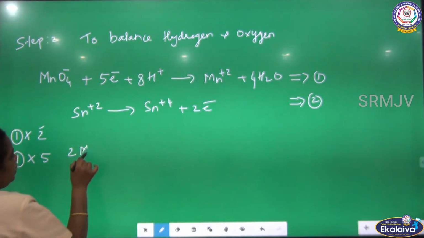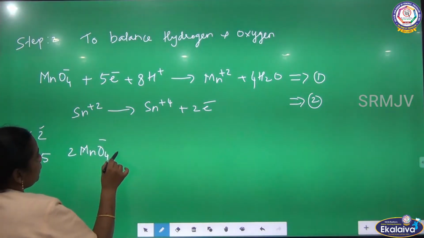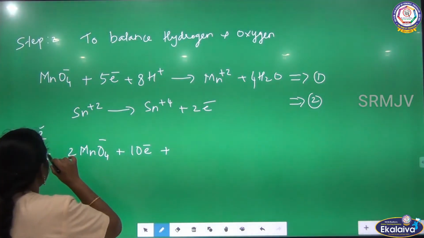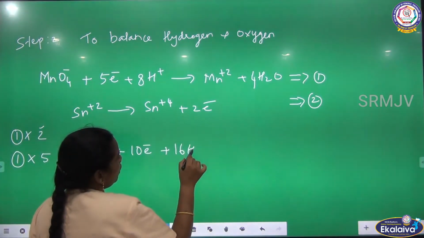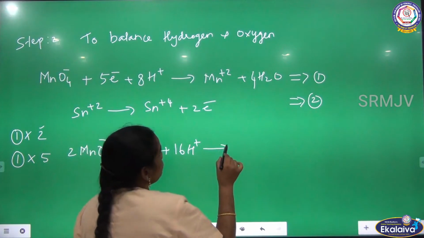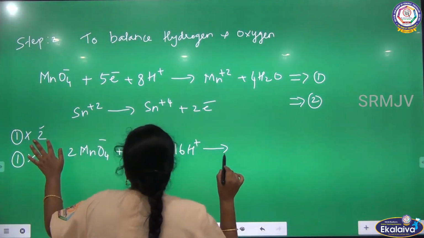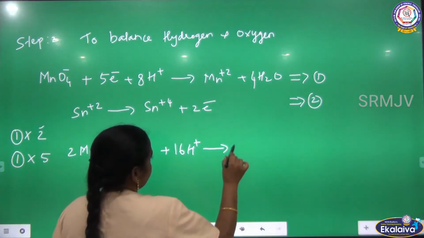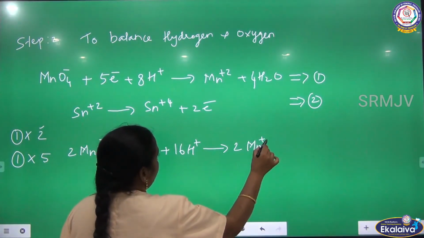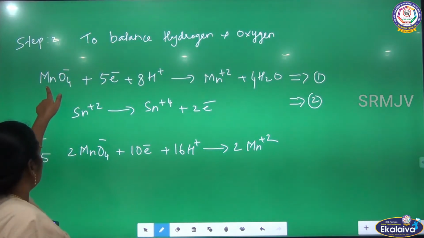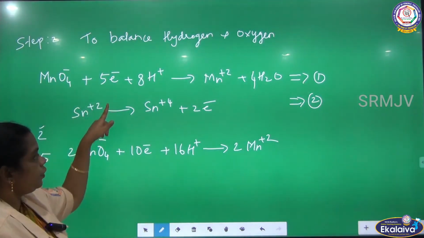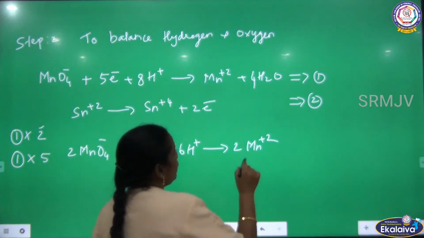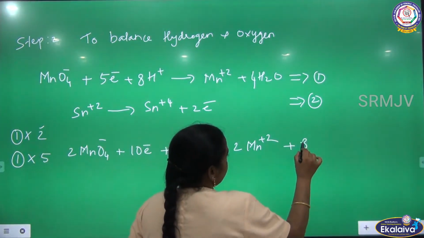Now you write the whole equation 1 multiplied by 2. So 2MnO4 minus plus 5 into 2, 10 electrons plus 2 into 8, 16 protons gives 2 manganese ion Mn plus 2 plus 2 into 4, 8 H2O.